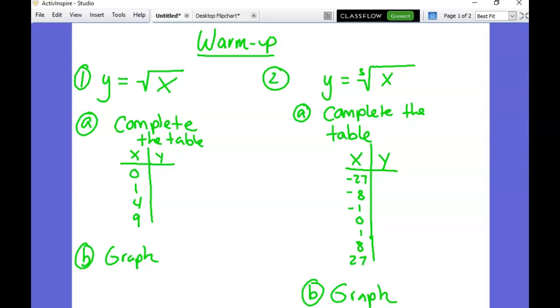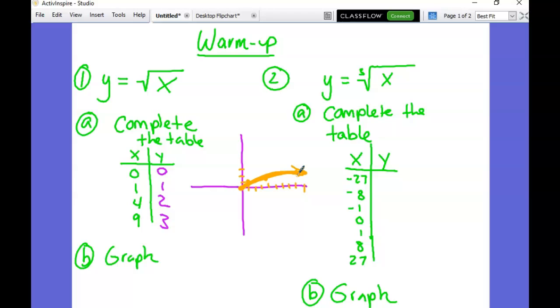Giovanni Perez, what did you get for your y values here? Okay, now if we were to graph this as part B is asking us to do, this should look really repetitive to you guys. If it doesn't look repetitive, you didn't do your homework, because these were homework questions. I'm just giving it to you again. So we have 0, 0, 1, 1, 4, 2, and 9, 3. So this graph would look something like that.